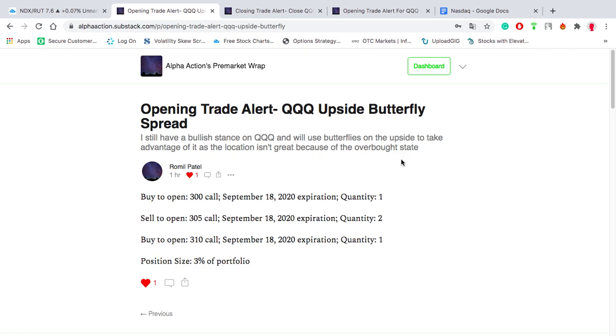I did just talk about how I think it's important longer term, but those oscillators that tell you overbought, oversold are often misleading because things can stay overbought for years and years. Here's a trade: buy to open the 300 call, sell two of the 305s, and then buy one of the 310s. You guys can just pause the video right here and take a look at this. Position sizing is a bit larger, 3% versus 2.5%, but it's still pretty small compared to those people that are taking a lot of risks, putting their whole portfolio in the Nasdaq.